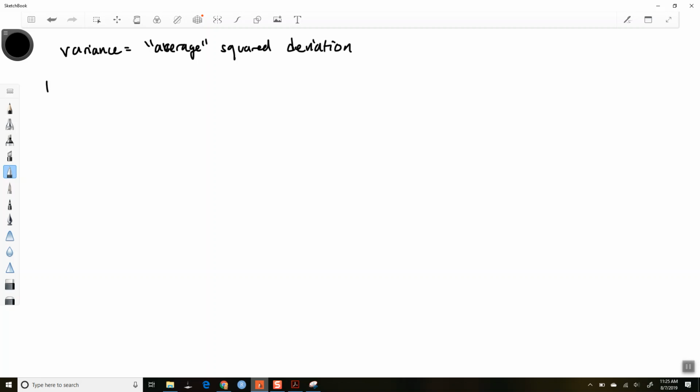Okay, and so as far as the Baker family goes, our ages were 1, 5, 9, 13, and 17. So what is the mean? The mean is equal to 9. And so the deviations from the mean will just be how far these values are from the mean. So we're going to find the deviations from the mean.